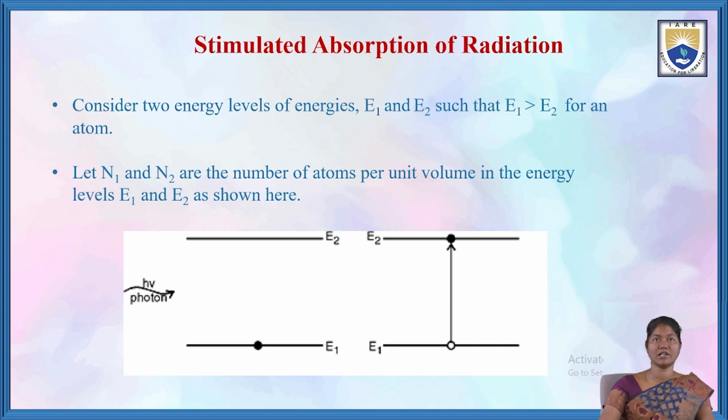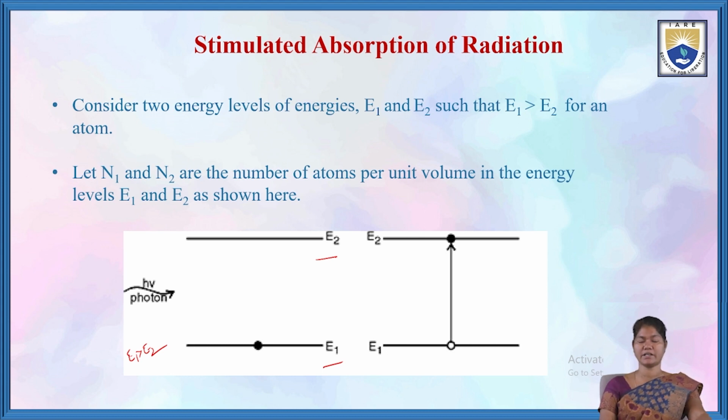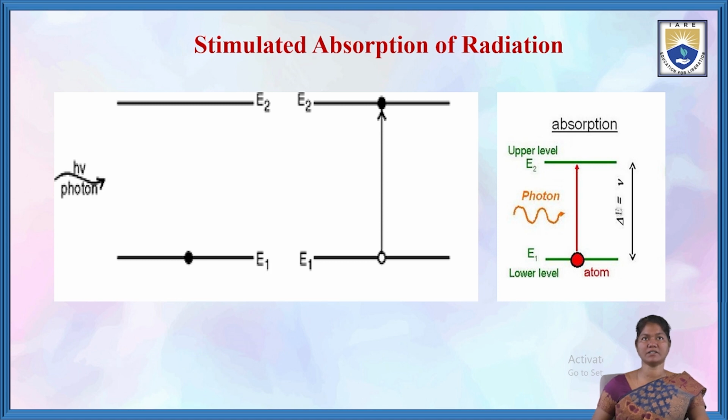So consider two energy levels of energies E1 and E2 such that E1 is greater than E2 for an atom. That is, E1 is the lower energy state, E2 is the higher energy state. Let N1 be the number of atoms per unit volume in the energy level E1. N2 be the number of atoms per unit volume in the energy level E2. So initially the atom is at the lower energy state, that is at the E1 energy level.